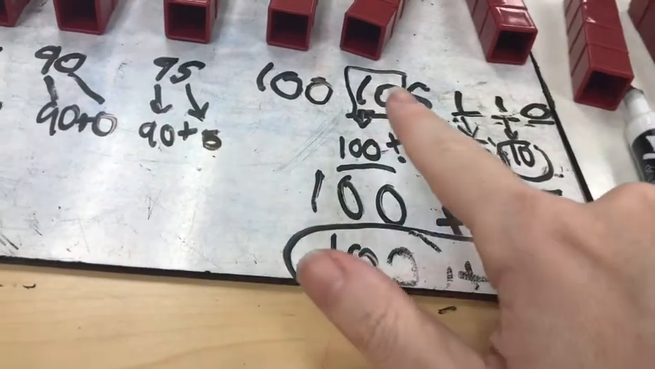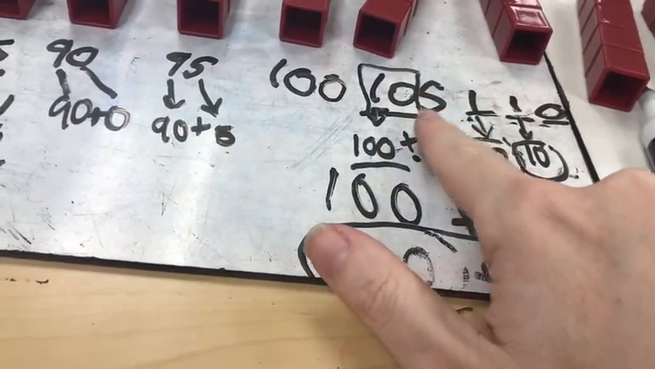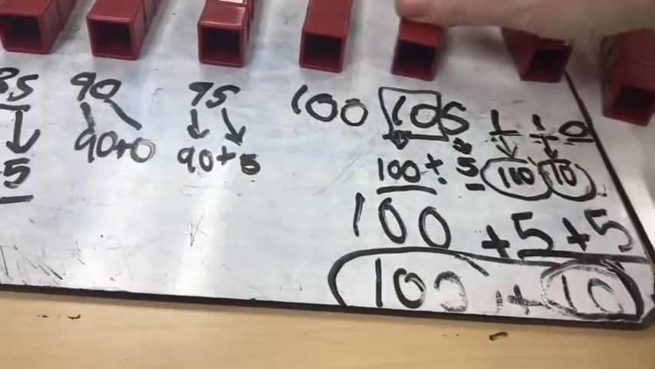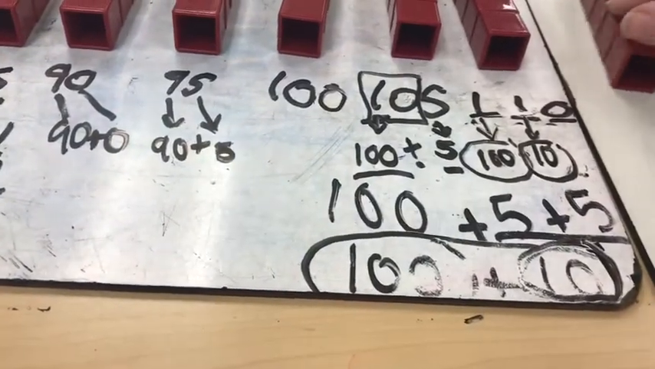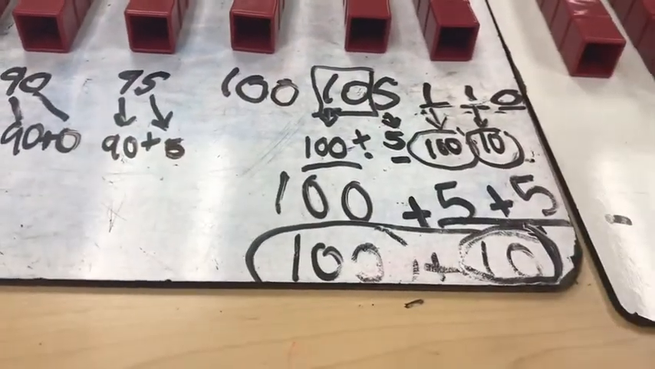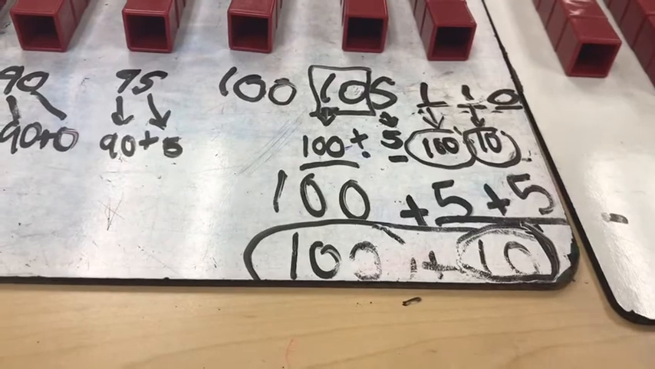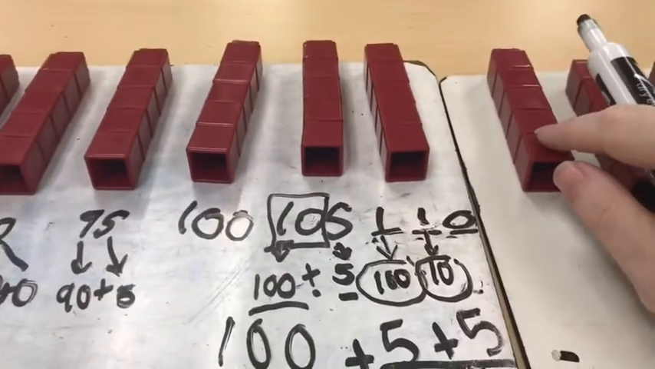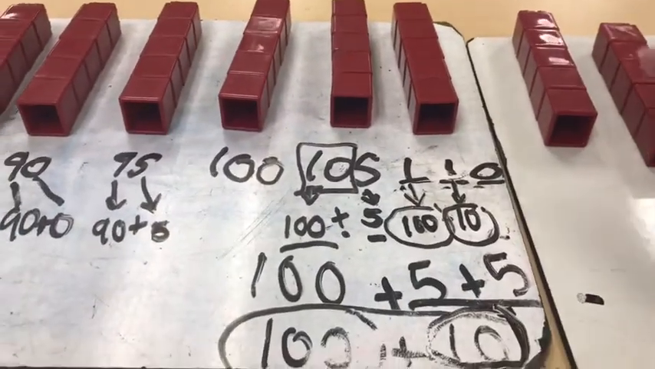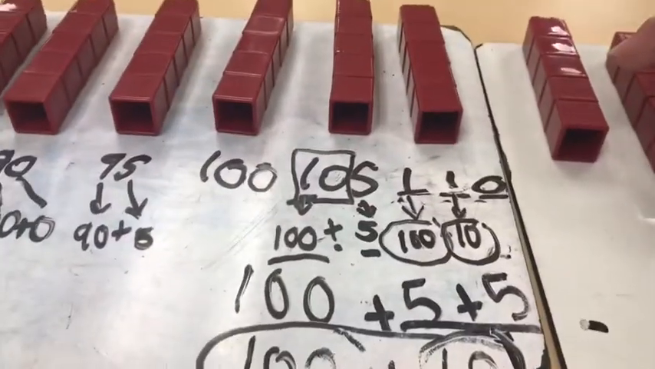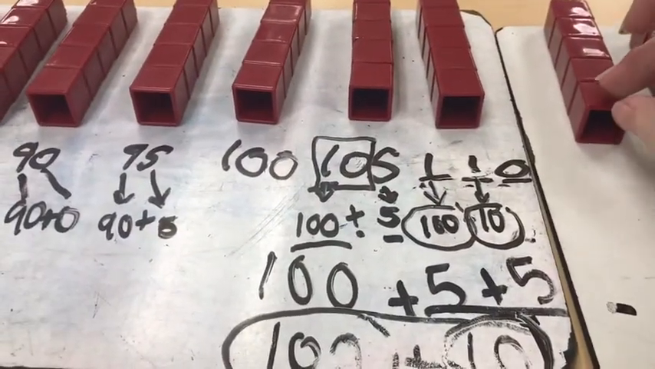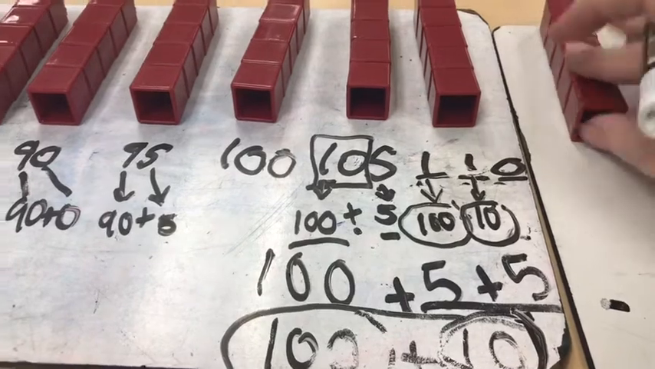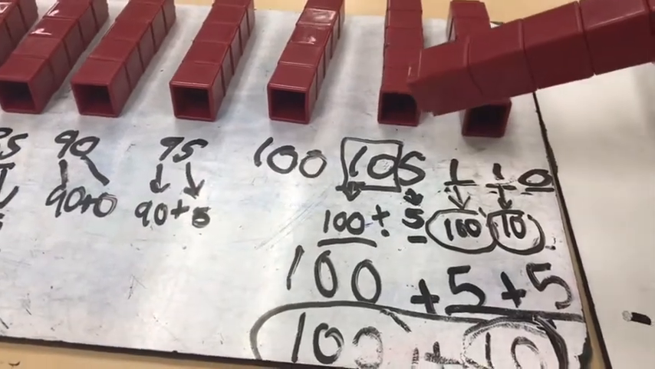110, yes. Now look at the ones I got. I got 105, 110. What do you think would come next? 111. Isn't 111 just one more than 110? Yes, because we already have 5. Am I putting one more? Yes.